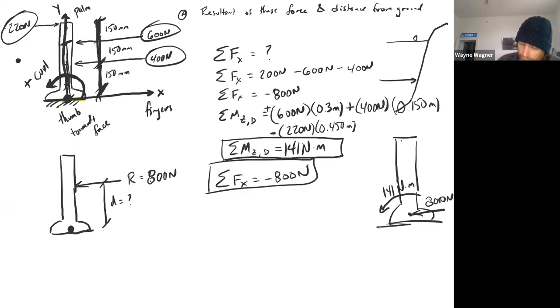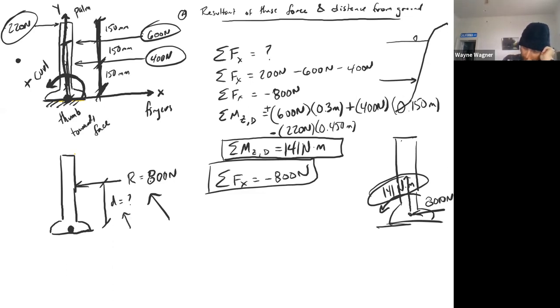But the question wanted one force and the distance from the ground. So basically, we need to move this force back up somewhere such that there's no moment. And so that's a little bit annoying. So we're going to look over here to this drawing. And this moment, this 141 newtons times meters, has to basically be taken up in this distance, essentially.